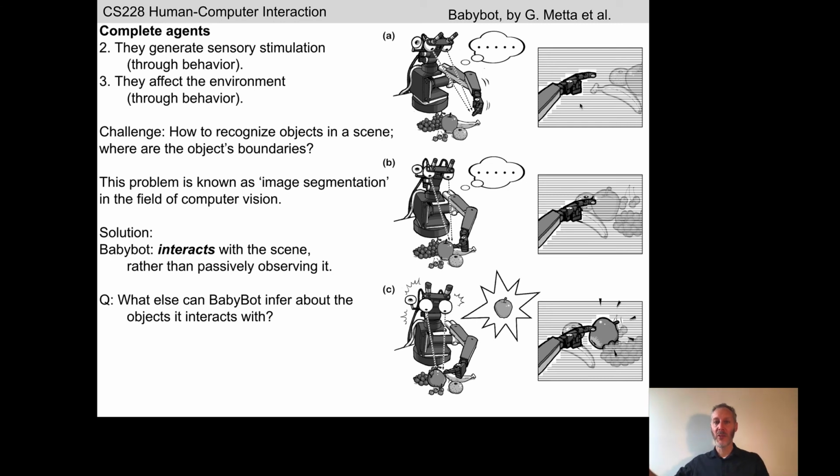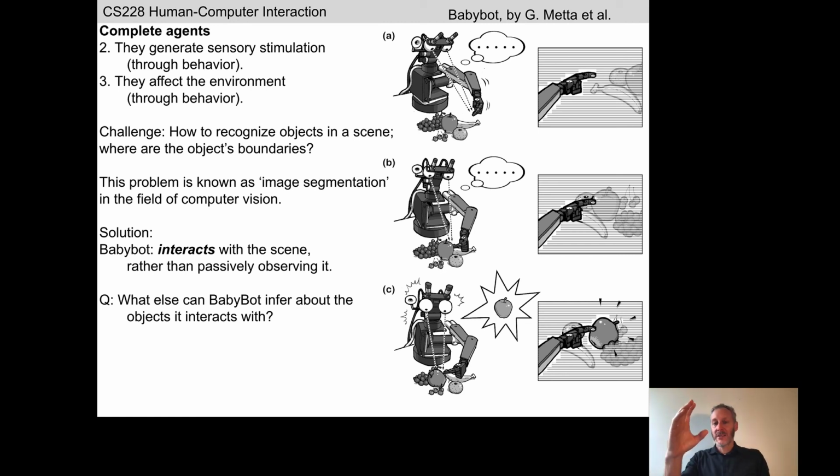Let's assume that BabyBot then randomly sends some signals to its motors. And when it sends signals to its motors, suddenly it sees a blob of motion in its visual field. BabyBot is called BabyBot because we're going to assume that this robot is like a baby. It has little to no knowledge of itself or the world around it. Okay, so the robot has sent these random commands to its arm. It doesn't know it has an arm. It just knows that it has this thing called a motor where it can send signals to something and something happens.